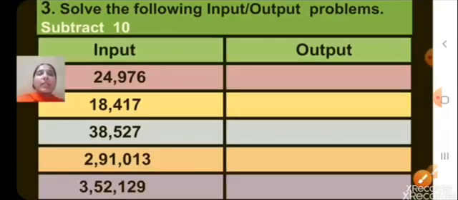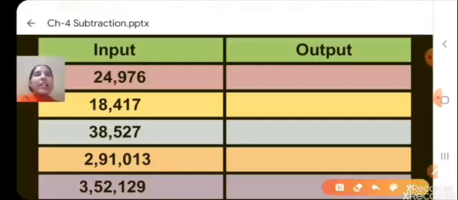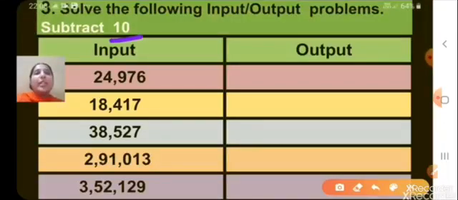The next question, number 3, is: solve the following input output problems, and you have to subtract 10. So how to do input output problems? Earlier in the previous class we have discussed that. So there you can see 2 columns are there, input and output, and in the question it's been asked to subtract 10. It means you have to subtract 10 from each of the given numbers in the input column. So in shortcut, you can just subtract 1 from the digit which is at the tens place in each number.